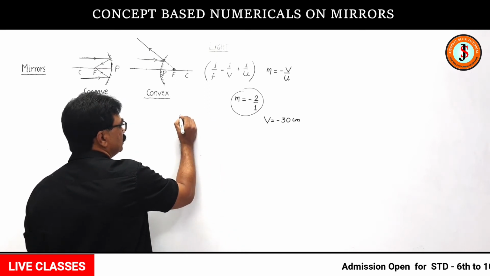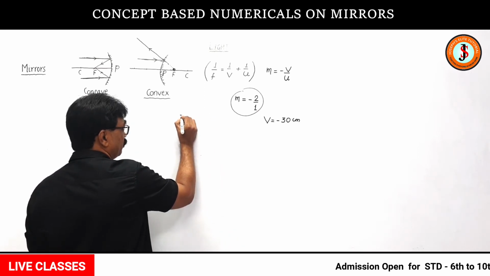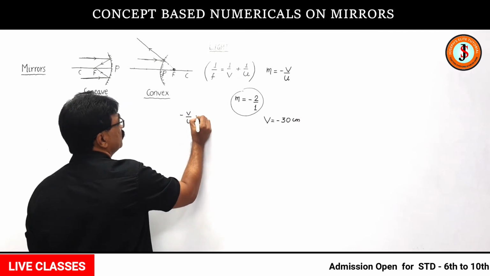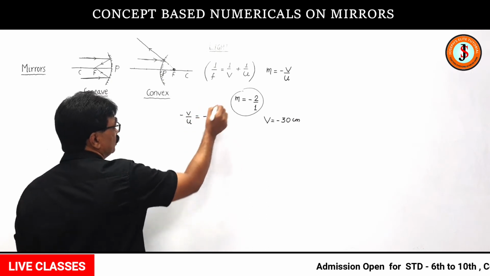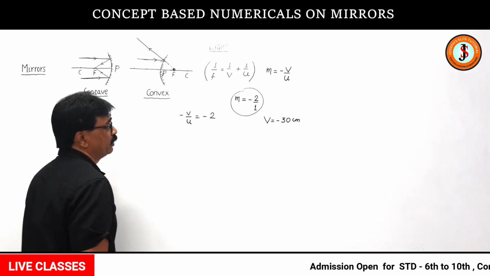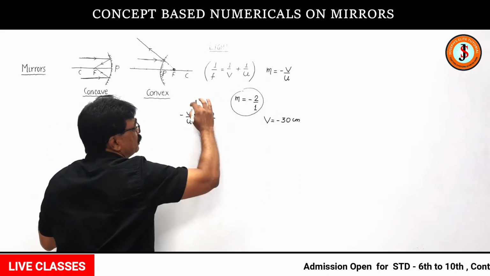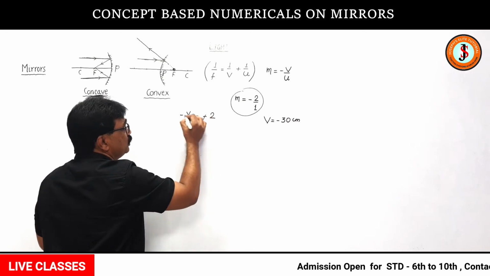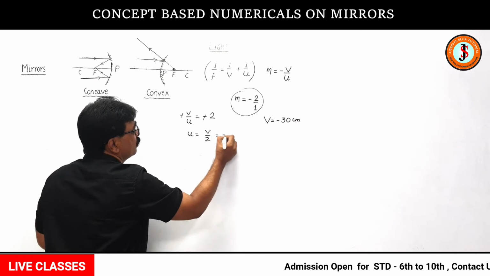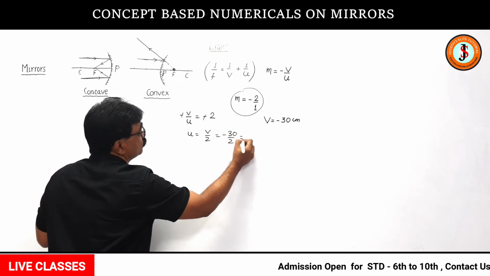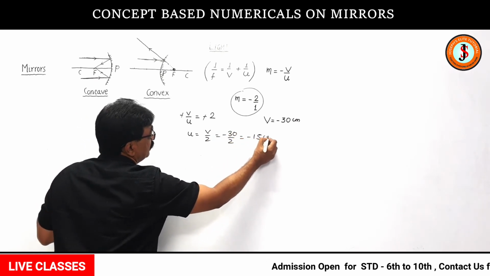So we can get the object distance over here also. So what is the object distance? We can write -v by u. -v by u is equal to -2 with this formula, because the formula for magnification is -v by u. Now this cancelled out. u is equal to v by 2. We place -30 by 2. So u is equal to minus 15 centimeter.